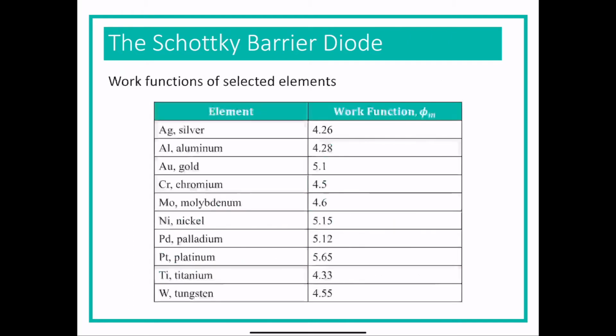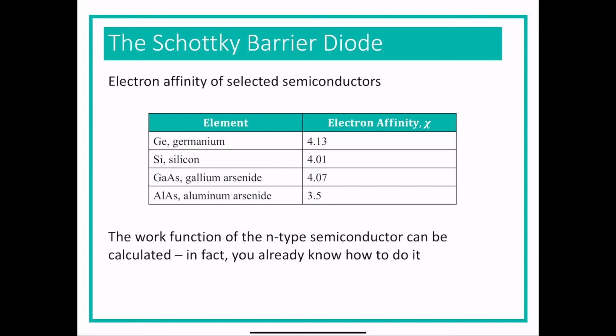Metals all have different work functions. You can see a number of them. Those are all given to you as a table. And electron affinities are similar. We're given those. And the work function of an N-type semiconductor we can calculate.